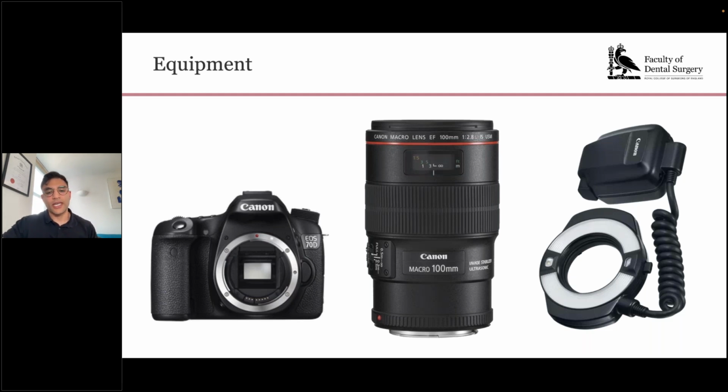And because we're working in the dark confines of the mouth, what you also need to be able to do is to illuminate the teeth, and for that you need a ring flash. And you'll notice that these three components are all from the same manufacturer, and really in the world of photography there's two principal manufacturers, maybe three, but Canon and Nikon really have led the way in dental photography, and you're either a Canon person or a Nikon person.